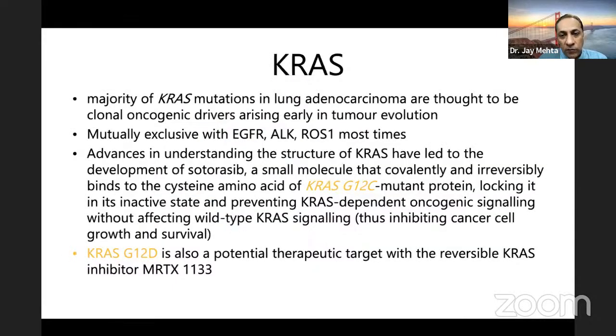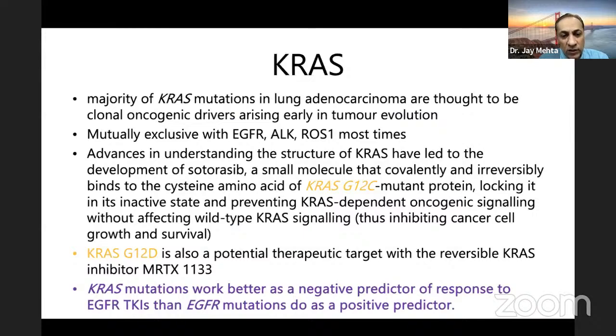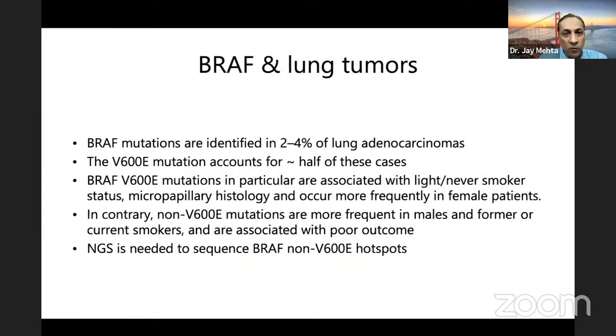What about KRAS? Because of G12C and G12D, which have targeted inhibitors, it's important to identify KRAS even in lung tumors. KRAS mutations otherwise work better as a negative predictor of response to EGFR TKIs, and EGFR mutations do as a positive predictive factor. So it's important to understand that KRAS also needs to be looked at in lung tumors.